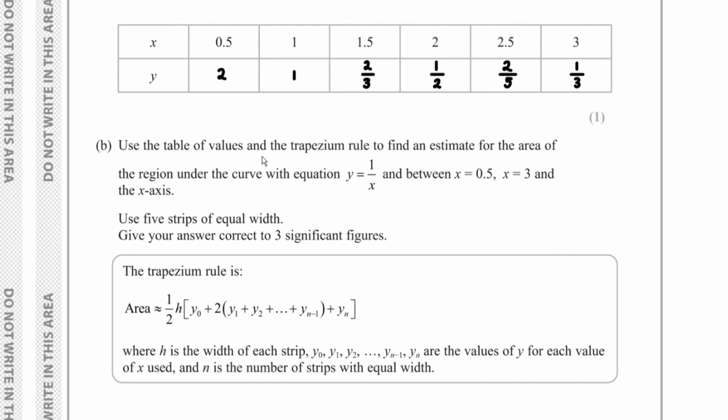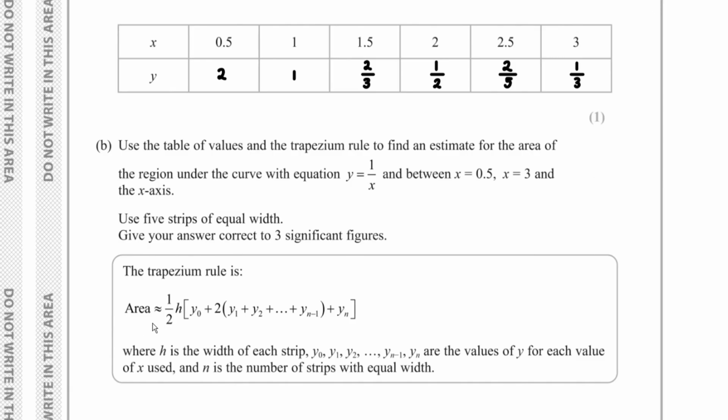Part B. Use the table of values and the trapezium rule to find an estimate for the area of the region under the curve with the equation y equals 1 over x and between x equals 0.5, x equals 3 and the x-axis. Use 5 strips of equal width. Give your answer correct to 3 significant figures. And here we have the trapezium rule.